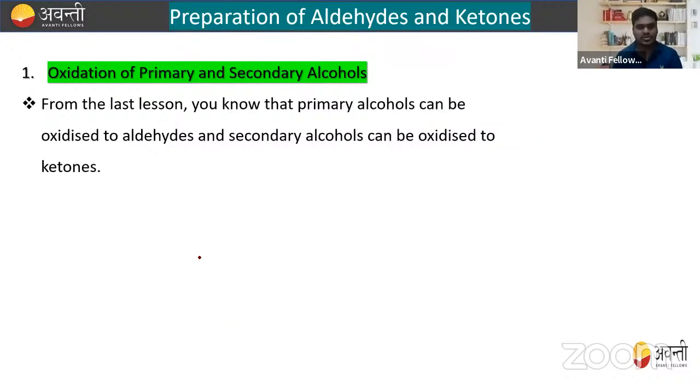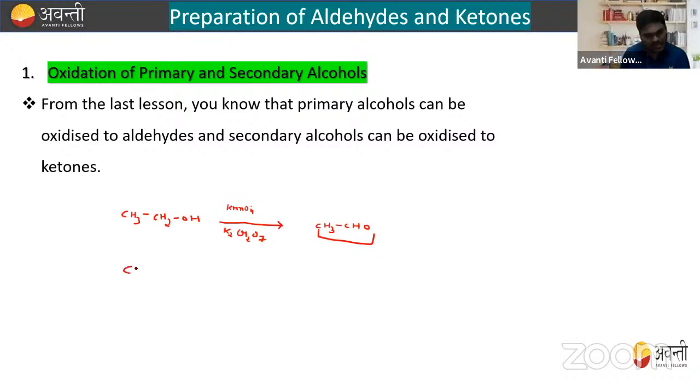Let me write an example so that you can understand this. Like we have ethanol, CH3CH2OH. So we have an alcohol. Now, when we treat it with an oxidizing agent like KMnO4, or we can use K2Cr2O7, either of them, we get CH3CHO. So here oxidation takes place from alcohol to aldehyde, right?